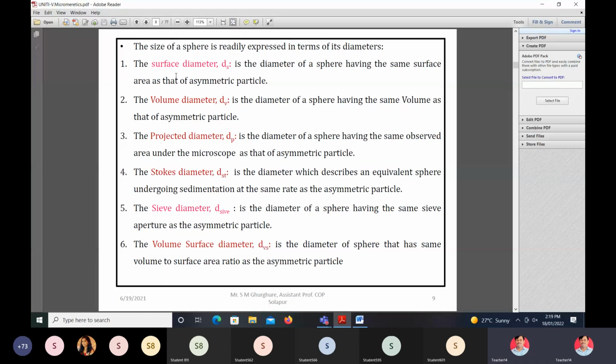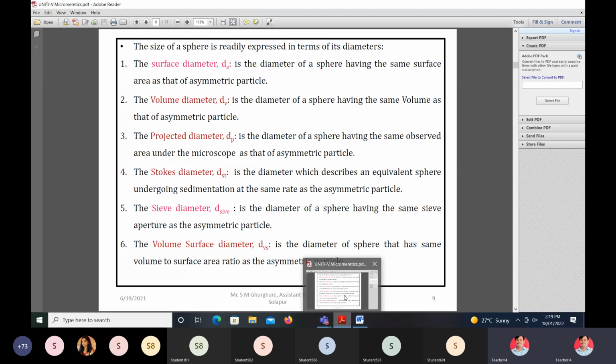Yes, students. Now these points are very, very important from the GPAT point of view. If the particles are asymmetric in nature, then what type of diameter is determined with respect to its volume, with respect to its rate of sedimentation? The volume diameter of the particles. Also note down this point because it is important for GPAT. What are the fundamental properties of powders?